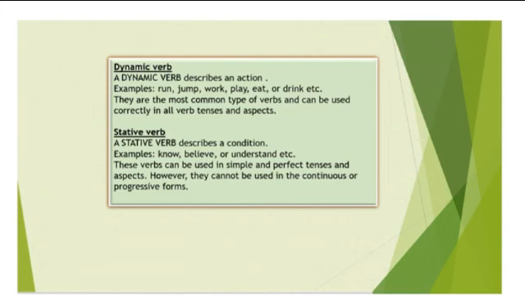Dynamic verbs are nothing but the regular actions that we do, like writing, reading, running, jumping, working, playing, eating, drinking, whatever. All the actions which are done physically, which can be seen, which can be visualized, fall under dynamic verbs. Now, what are stative verbs?